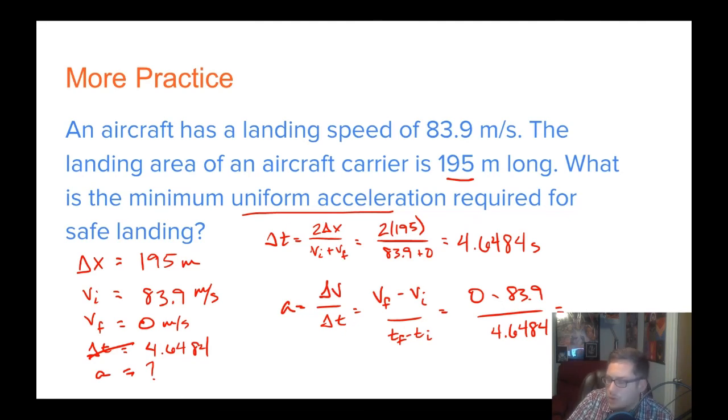So we've got to think about our sig figs here. Both of our values from our original have 3, so we'll round to 3, so we get negative 18.0 meters per second squared. All right.